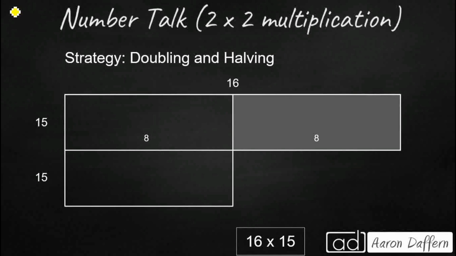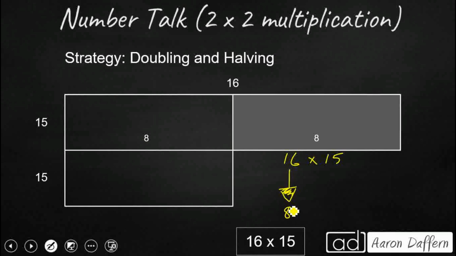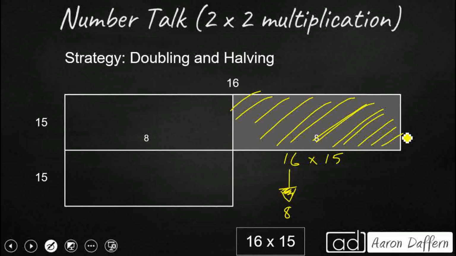Now, doubling and halving is a great strategy that you can use if one of your factors is even. So we're going to take our 16 and we are going to cut it in half. So I'm going to take my 16 and I'm going to say it's an 8. So that's why I'm going to get rid of this gray box right there. So in order to keep a balanced expression, if I want to cut one of my factors in half, guess what I need to do to my other factor? I need to double it.